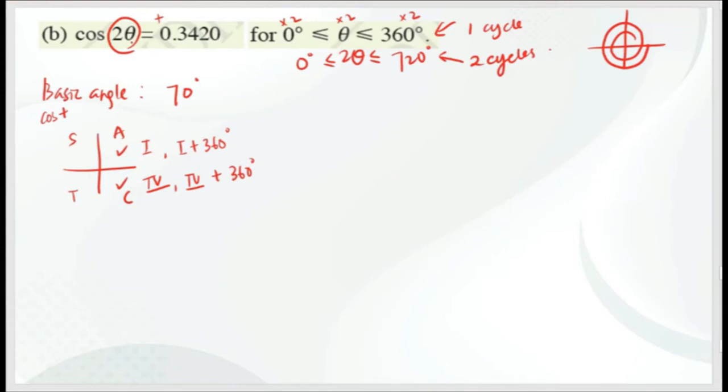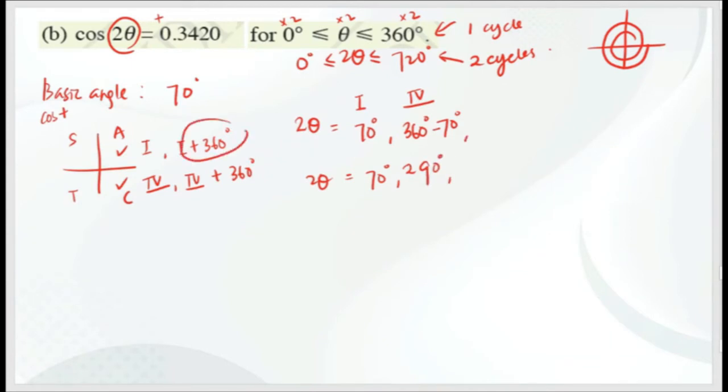So your angle now is 2 theta. You don't write theta only, because your angle is 2 theta. So you write 2 theta equal to the first quadrant. What is the answer for your first quadrant? 70 degrees. Then another one is the fourth quadrant. Fourth quadrant is 360 minus 70 degrees. So it will become 70 degrees and 290 degrees. But this is not the answer.